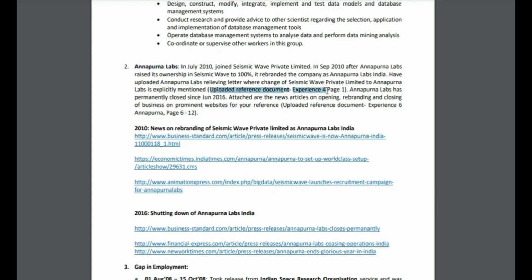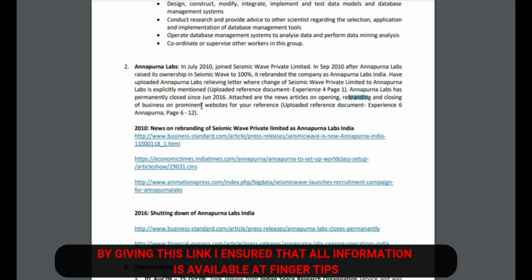Okay. That upload reference document, I made a mention that this is the document which I have uploaded. Now, later on, this company completely closed. So there was no way I could go and get a reference letter. However, I had the joining letter and promotions and other details. So those details were uploaded. In addition, what I did was I attached the news article of this opening, rebranding and closing of business on the prominent website, which is basically newspaper or website for the reference. And I shared the link, what you can see here in this fashion.